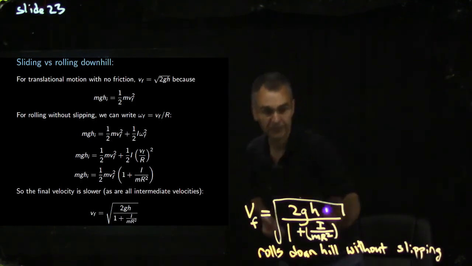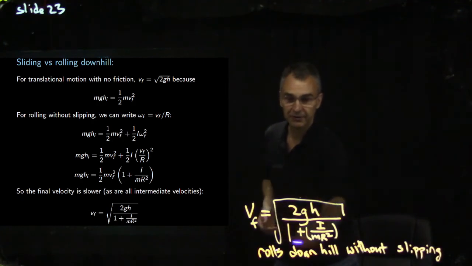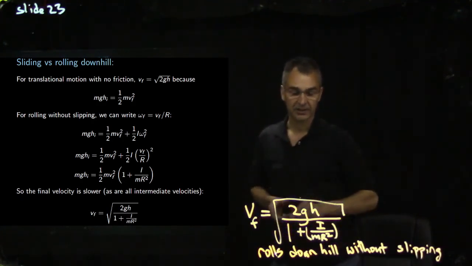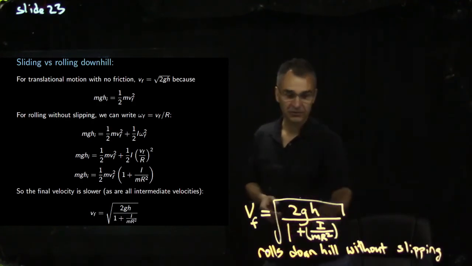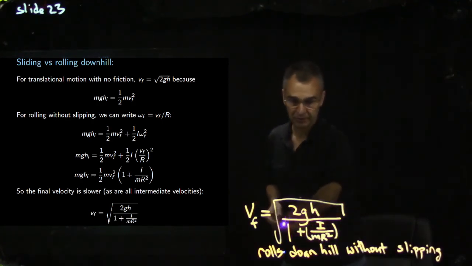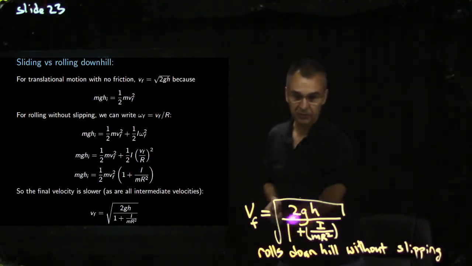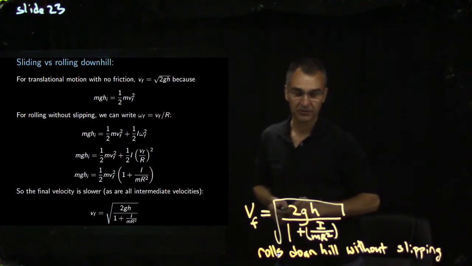Instead of V final equals root 2gh, we get V final is root 2gh divided by 1 plus I over mr squared. This is called the shape factor, this I over mr squared, or maybe sometimes this whole 1 plus I over mr squared is called the shape factor, because it depends on whether it's a solid cylinder or a hoop or a solid sphere or a hollow sphere or so on.